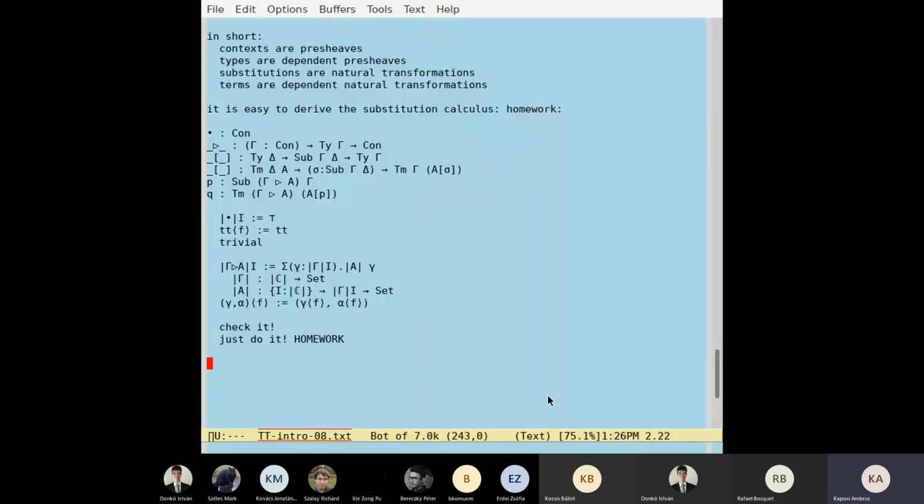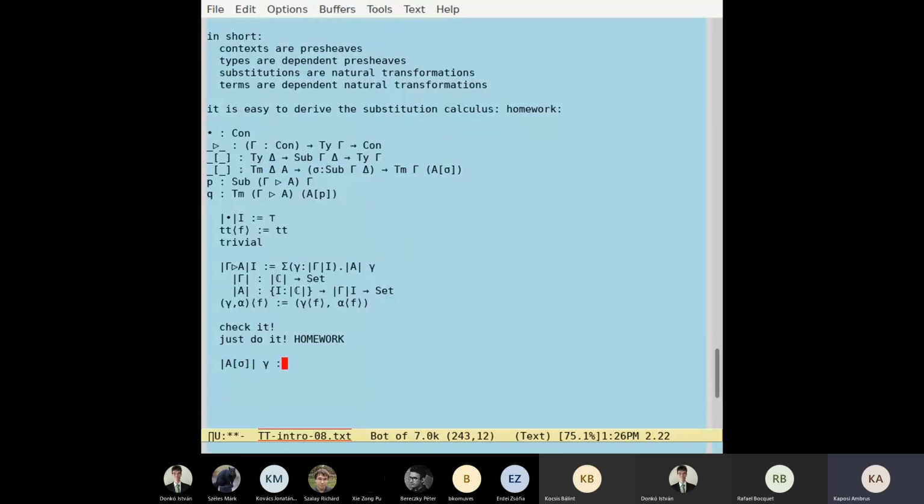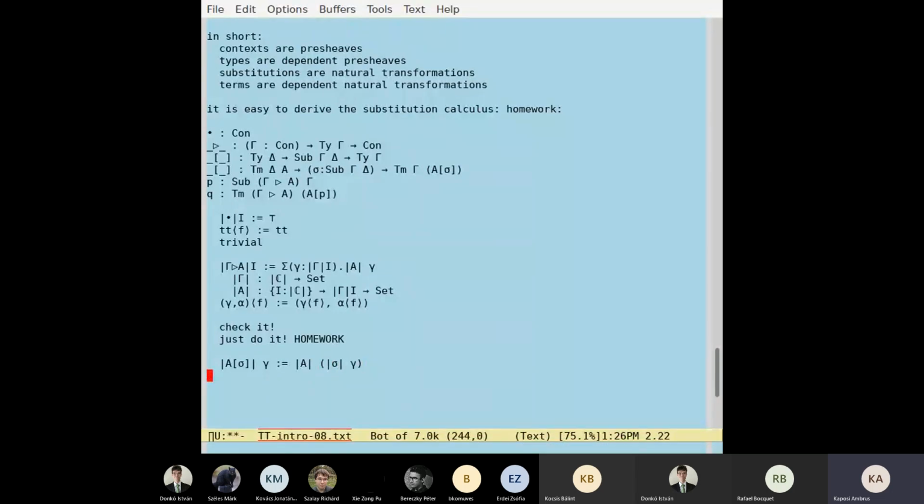But we will see how much of these operations we need. Let me just show you a little more. For example, what is a substituted type? For a substituted type, there's always an implicit argument, some object of the category, and then the dependency at the context. We take A, and then we just substitute gamma. So it's basically composition, and it's the same for terms. For terms, you can write exactly the same thing.